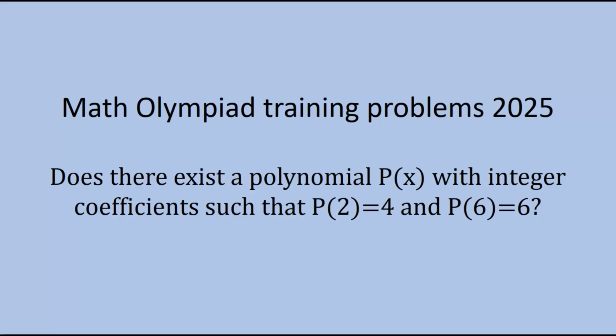Today we have selected a problem with polynomials. The request of the problem is quite easy, but I think that it is quite an instructive problem for students who compete at high school Math Olympiad competitions. So, the request of the problem is: does there exist a polynomial p of x with integer coefficients such that p of 2 is equal to 4 and p of 6 is equal to 6?